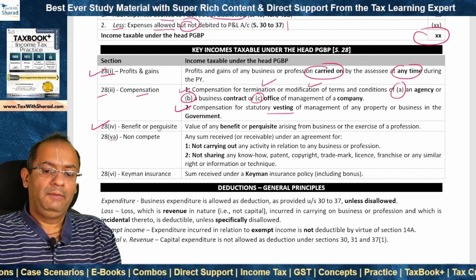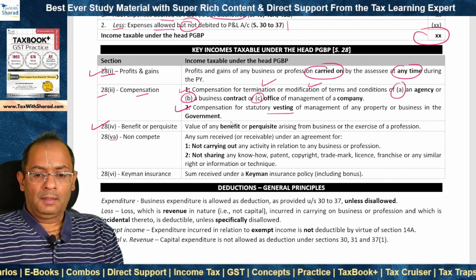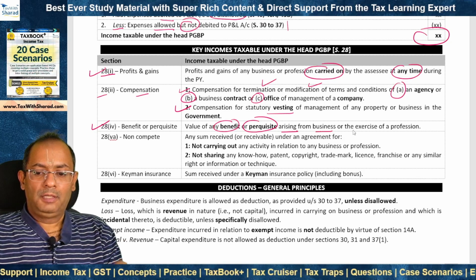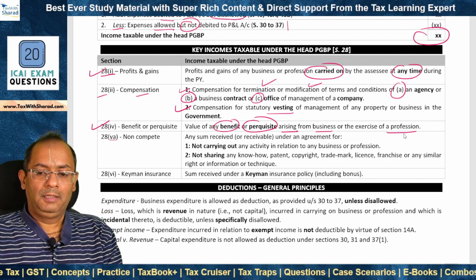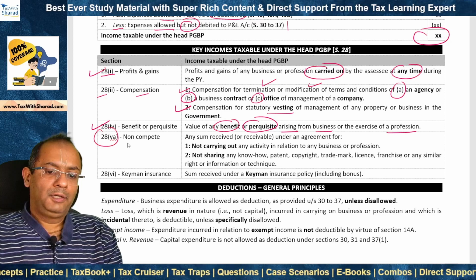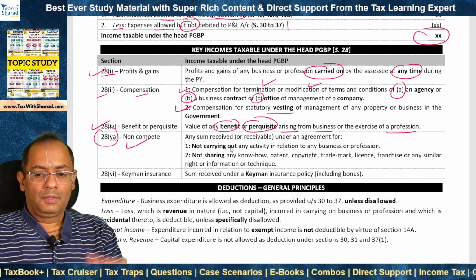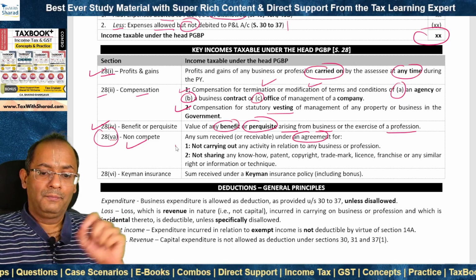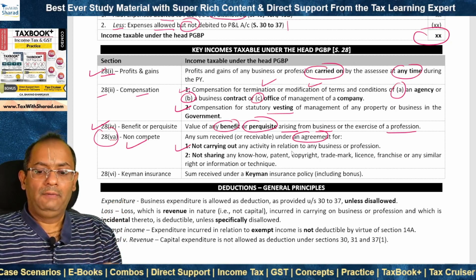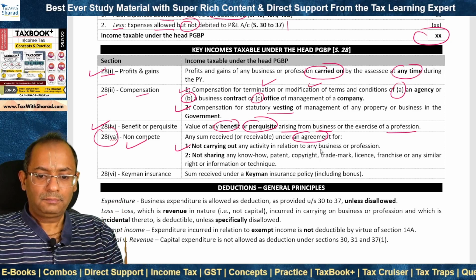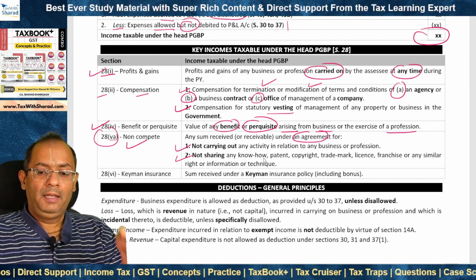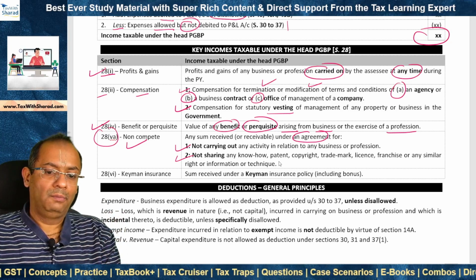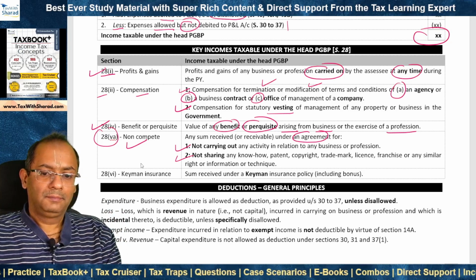Third, section 28(iv), benefit or perquisite. Value of any benefit or perquisite, if it arises from the business or the exercise of a profession, is taxable under the head PGBP. Section 28(va), non-compete fees. What is this? Any sum which is received or receivable under an agreement for what? Either for not carrying out any activity in relation to any business or profession, or for not sharing any intellectual property. For example, know-how, patent, copyright, etc. That is called non-compete fees, taxable as PGBP.